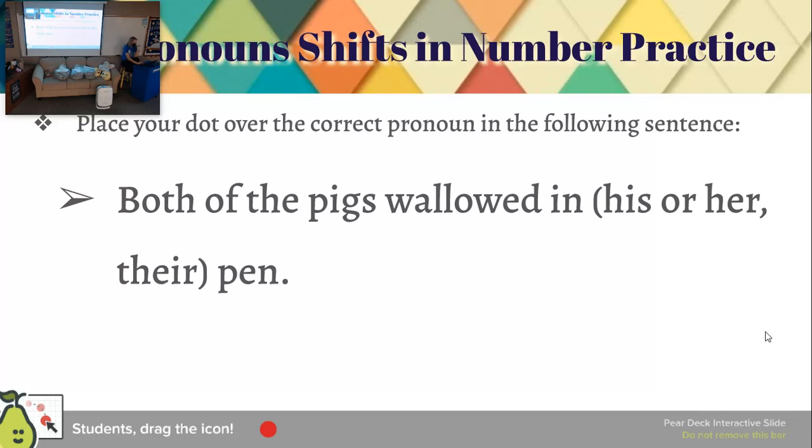Oh, you guys, so much better. I think we're starting to get it. Okay, so help me out. What word is our antecedent? What is our pronoun referring to? Both. Okay, we have to figure out, is it singular or plural?